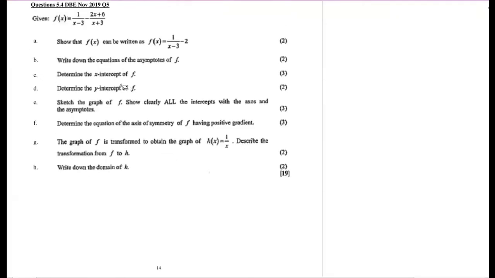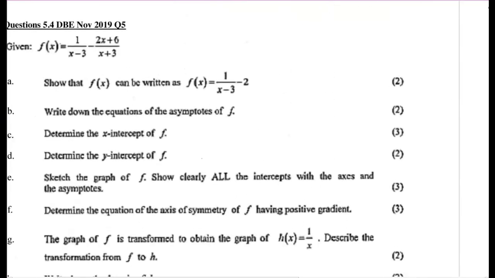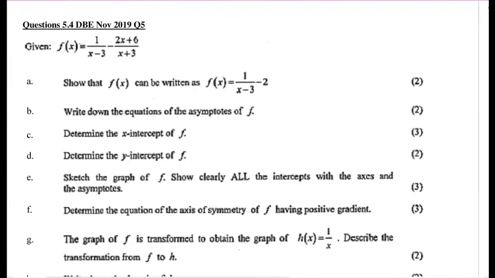Okay, so f of x equals 1 over x minus 3 minus all that stuff over there. What function is this? Hyperbola. Great. Why? We're dividing by x. Great. Show that for only 2 marks. I know this question looks slightly intimidating, but you can see the first one over here for 2 marks. Show that f of x can be written like that. Okay, great. What's the plan? How are we going to do this for 2 marks?